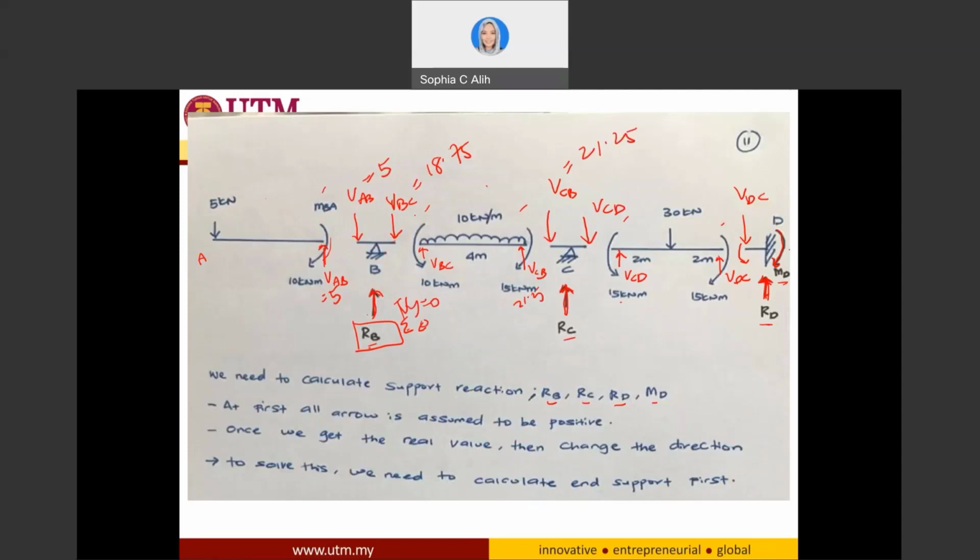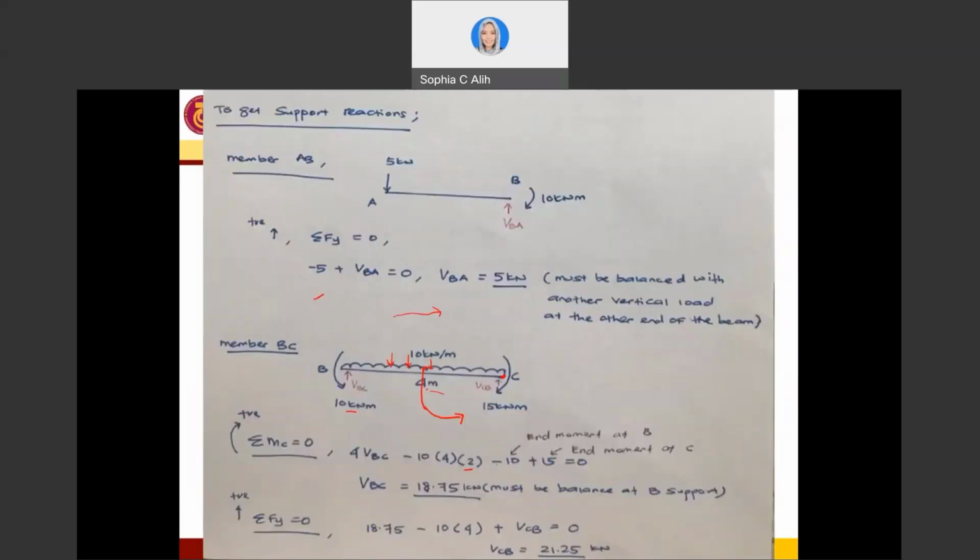So right now, if you can see, if I have pointing downward 5, another pointing downward 18.75, definitely RB is going to be very easy for me. RB is going to be the total, 5 plus 18.75, equal to 23.75 kilonewton. So I have already the reaction for RB over here. Now the same method, I just need to solve this CD in order to get my C reaction.